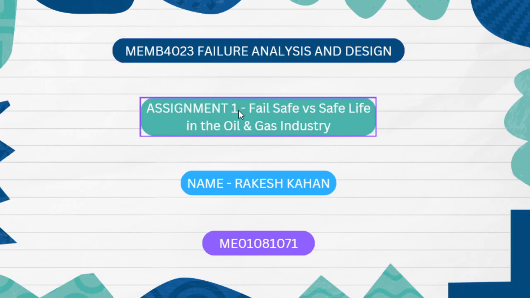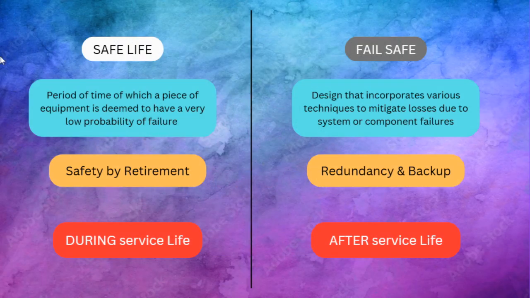So our assignment is to talk about fail-safe versus safe life design, and I've chosen the oil and gas industry to investigate. So safe life is a period of time in which a piece of equipment is deemed to have a very low probability of failure. In other words, this is the period of time in which this device will not fail. And we can't say for sure that it will not fail because everything has its own probabilities, but it has a very, very low chance of failure. So it's also known as safety by retirement, as in before it fails, it's already retired. This philosophy is operated during service life.